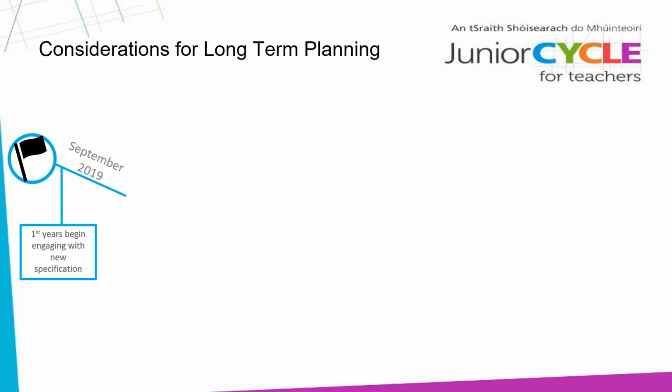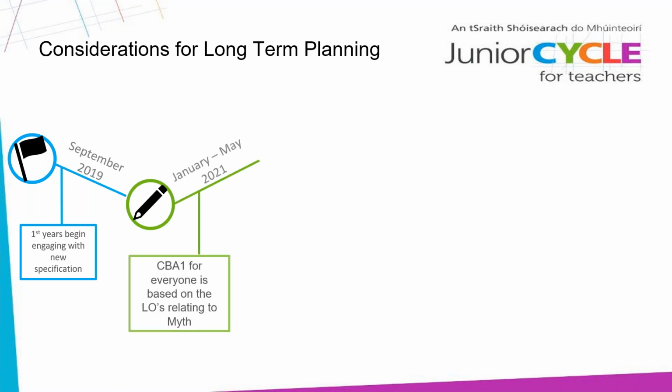So September 2019, first years begin engaging with the new specification. I made my plan there for my first years for September, and that is based on the assumption that they have very little prior knowledge, so I was introducing concept and context. Moving on, CBA 1 for everyone is based on the learning outcomes relating to myth and storytelling, and that will happen sometime between January and May of 2021. So somewhere between January and May of second year.